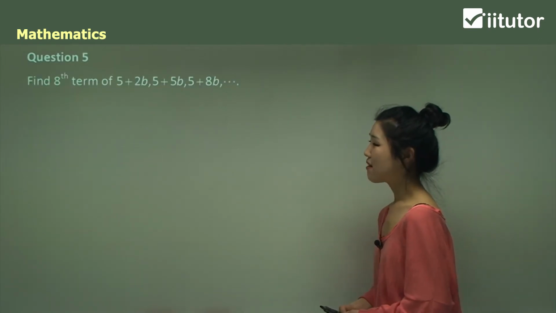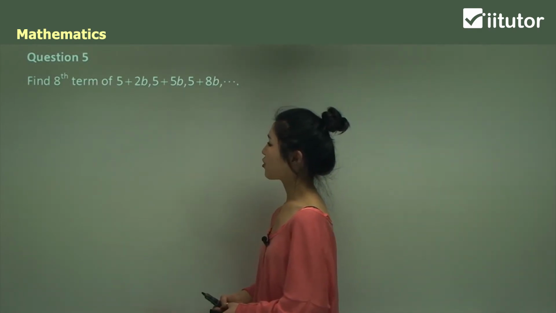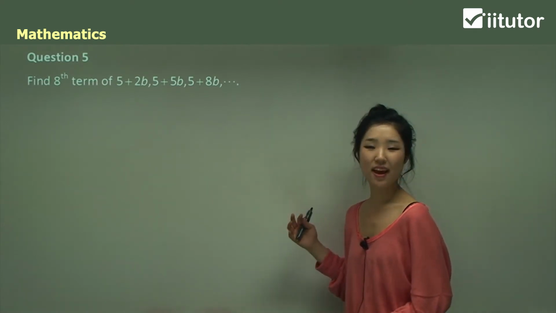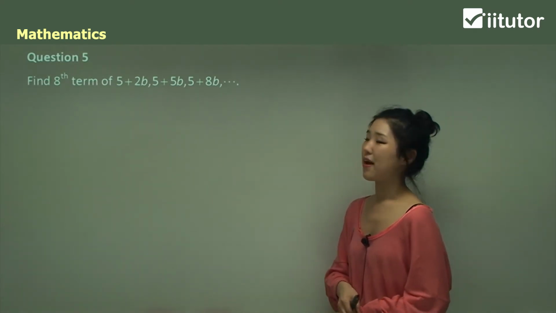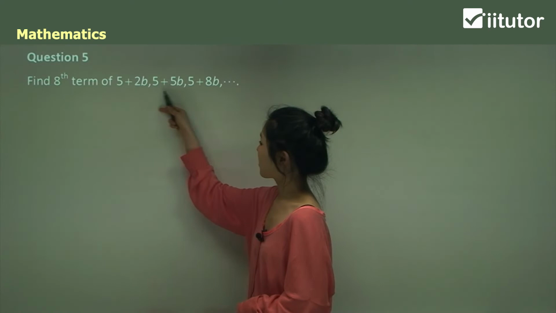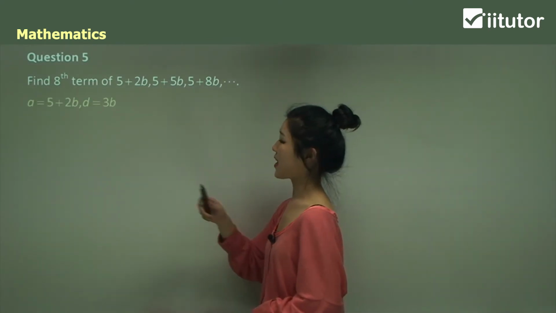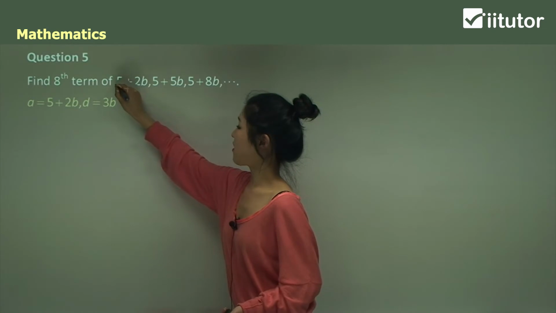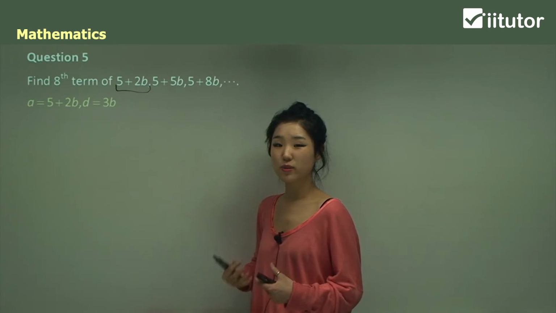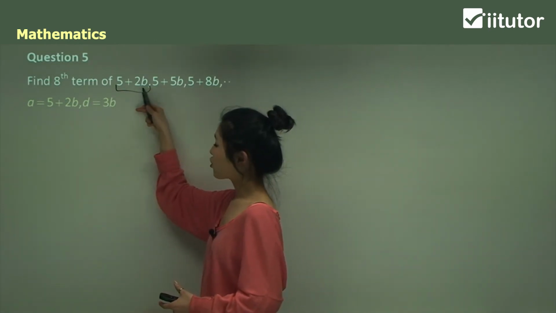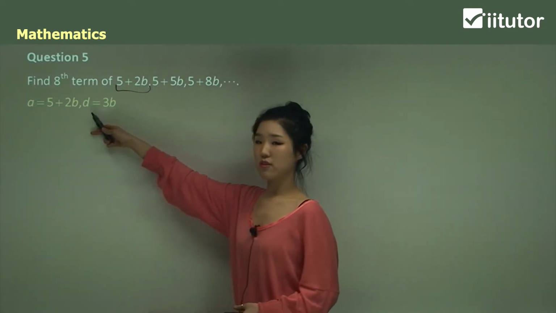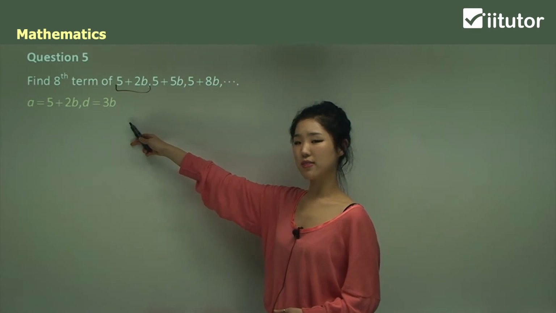Question 5 says, find the 8th term of 5 plus 2b, 5 plus 5b, 5 plus 8b, and so on. Okay, so the list goes on. The 8th term. Right, how are we going to do that? Well, this is the first term, second term, third term. So I can say that A, which is the first term in the list, is 5 plus 2b. Although it's in terms of b, we're still going to use it like that. So 5 plus 2b, the whole thing is the first term. Now the common difference D, we found it's 3b. How do we get that?